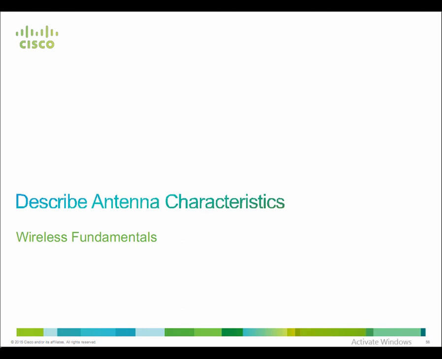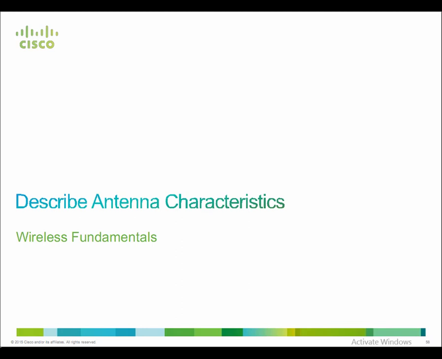So, lesson number 4, we're going to describe antenna characteristics. Obviously, we know that we need an antenna to transmit the signals. There are many different types of antennas that exist and are available, and what antenna you decide to use depends on how you want to use it, what type of signal you want to be sent, and so on.